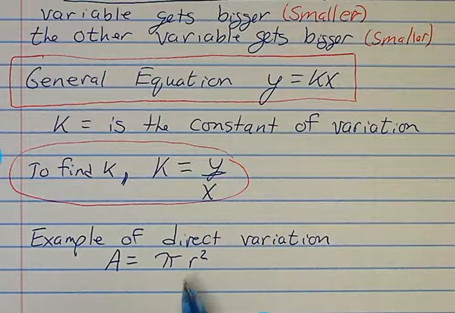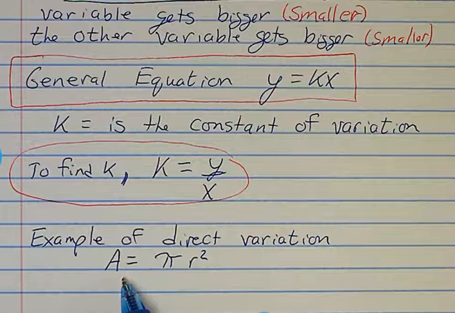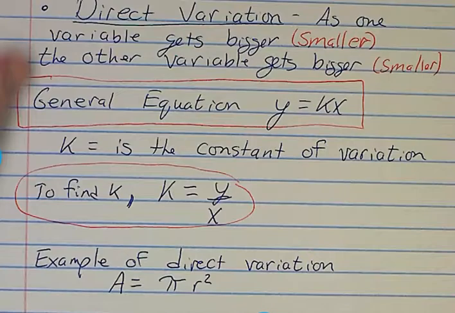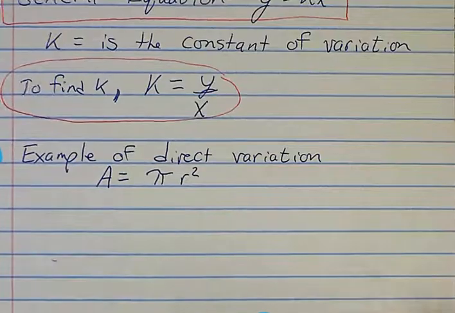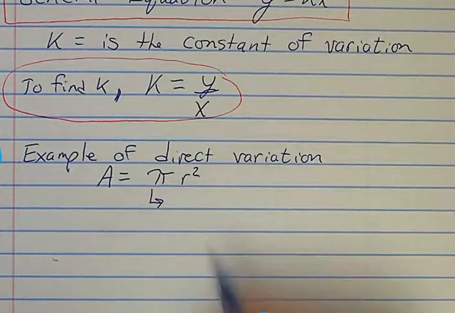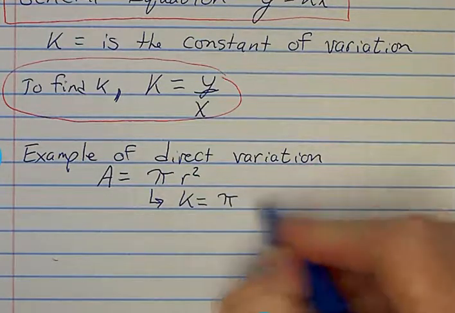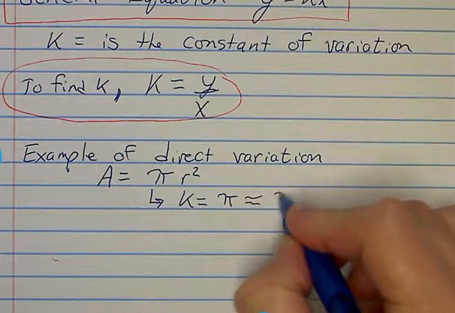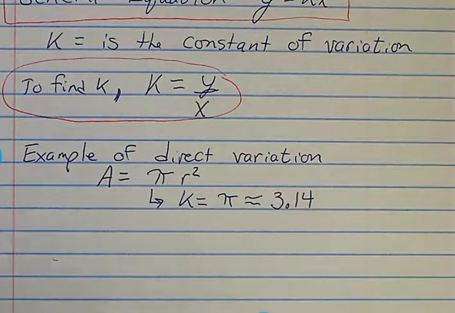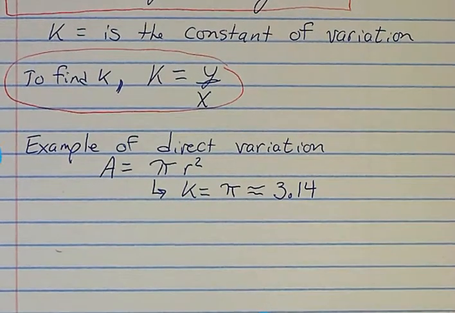Because if you take the radius and make it bigger, then what happens to the area? It gets bigger, right? If you take the radius and make it smaller, then the area of the circle is going to get smaller. So that's an example of what direct variation is. And for this one, that pi, that's your k value. So k is equal to pi, which is about 3.14. And that's what the k is.